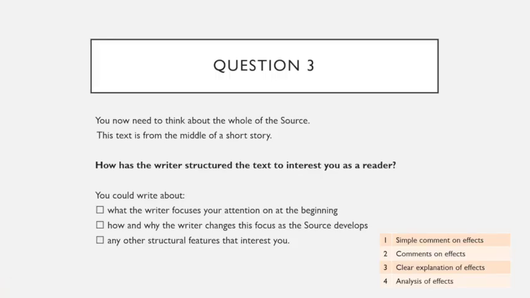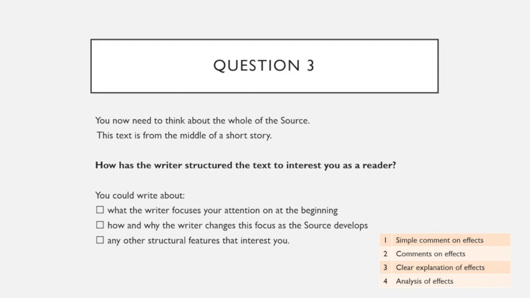Okay, we're on to question 3, which is the structure question on paper 1. Question 3 instructs you to think about the whole of the source, and it will also tell you where the source is from. So usually the sources are at the opening of a book or of a novel, but this one is from the middle of a short story, and that could potentially be useful information for us when we're thinking about structure. Certainly useful to know if it's the very beginning of a novel, because we can think about how a writer is interesting the reader at the beginning of the novel.